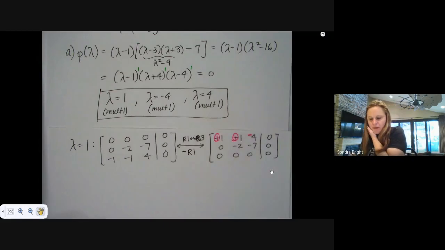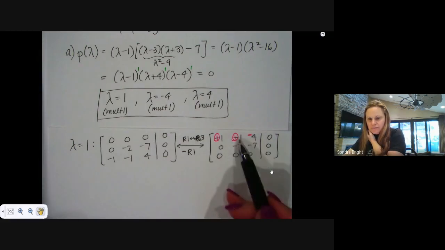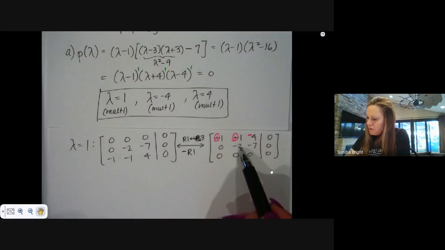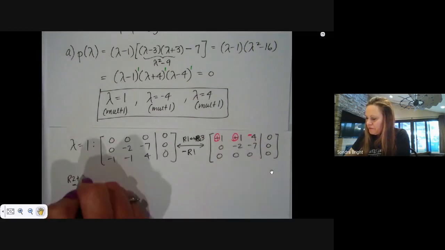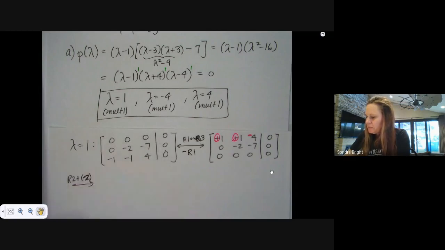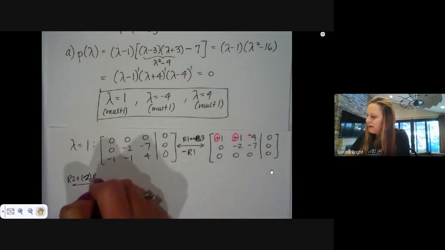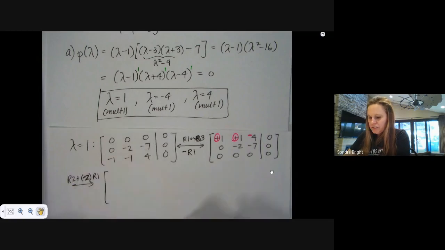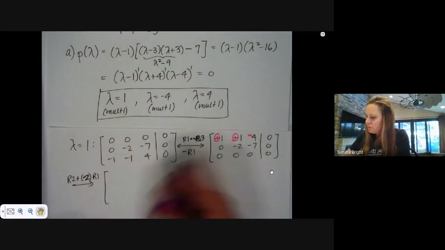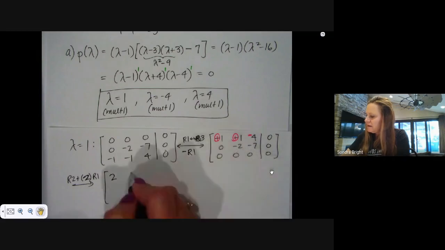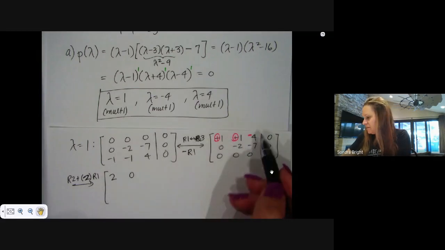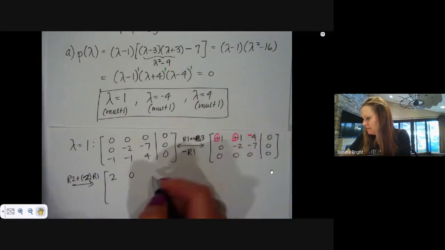All right, then I want to get rid of this one right there using the -2. So I'll do row 2 plus, I don't need a negative, plus a positive 2, because that's already a negative and that's positive. So plus 2 times row 1. We got 0 plus 2 times 1, so that changes that to a 2. -2 plus 2 will give you a 0. -7 plus -8 gives me -15, and then that's a 0.